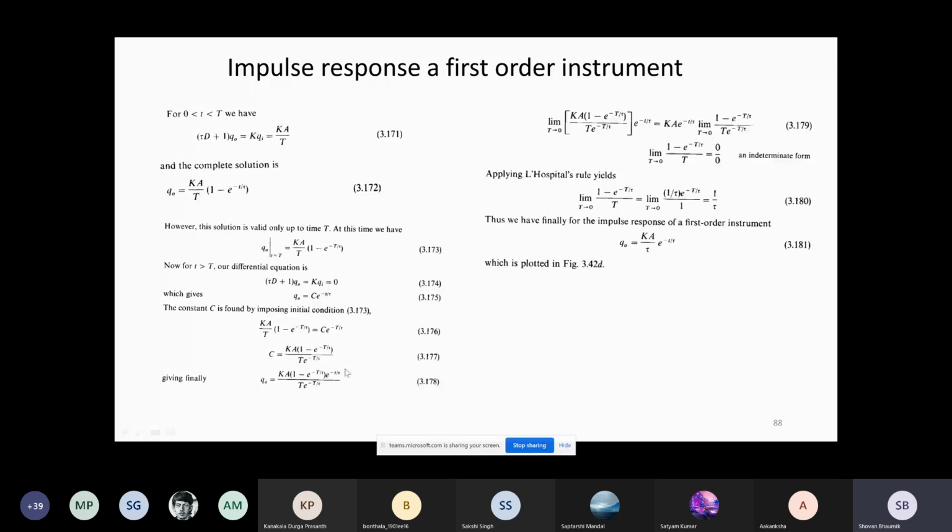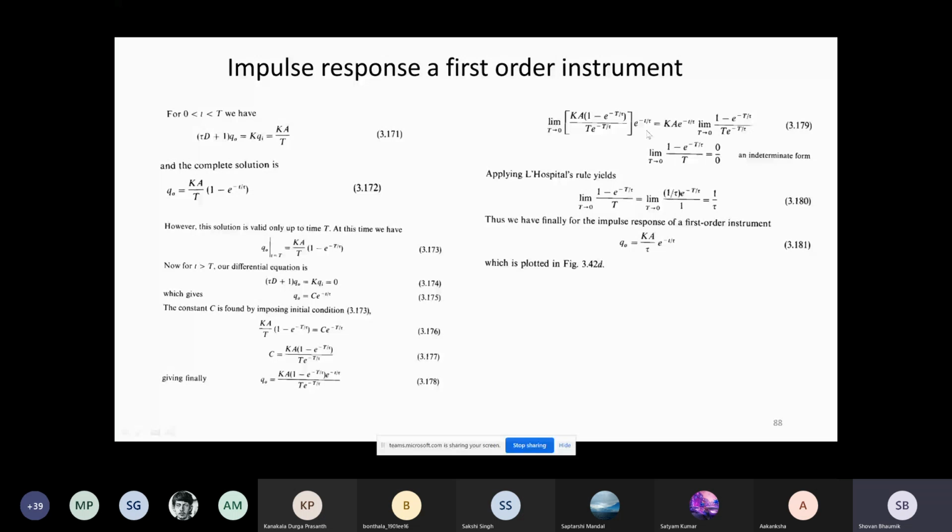Here, one thing is that we consider capital T is not tending to 0, it is some finite value, but in impulse response capital T will be 0. So if you come to equation 3.179 where capital T tends to 0, ultimately our output will be the expression 178 where capital T tends to 0. So that's what we consider. We write it here and we keep this one out, because capital T is not here.